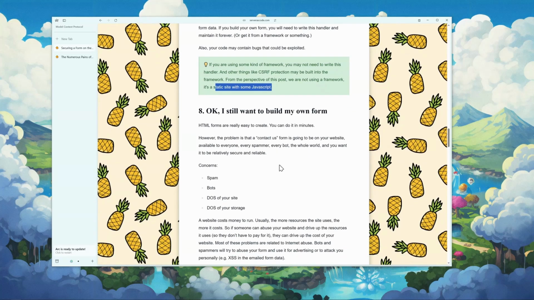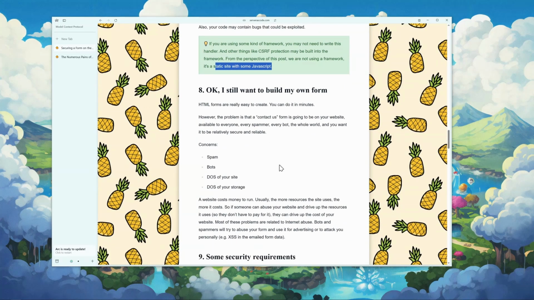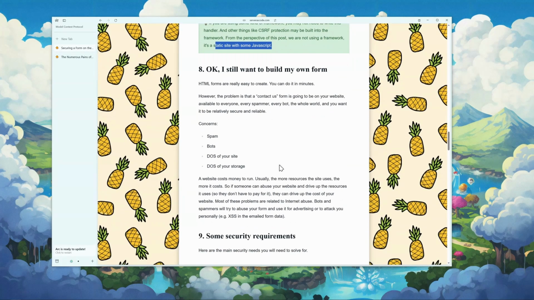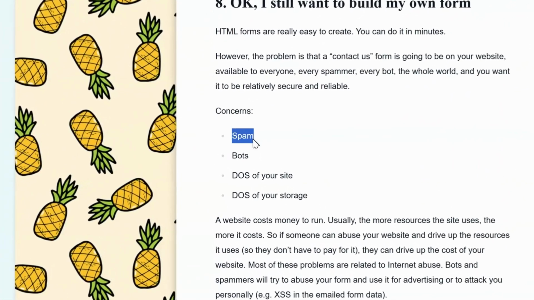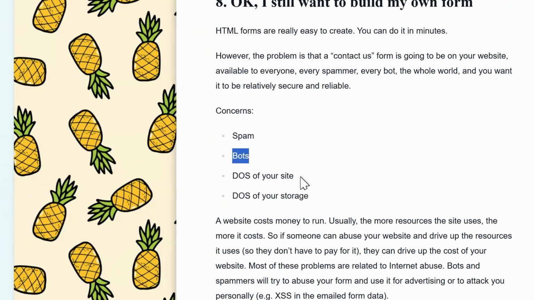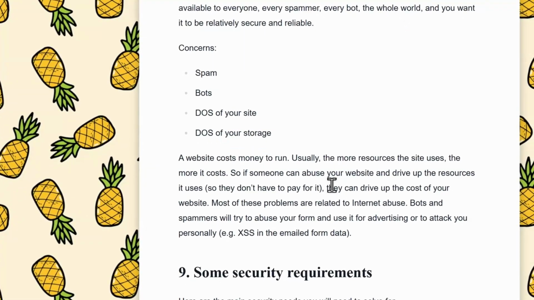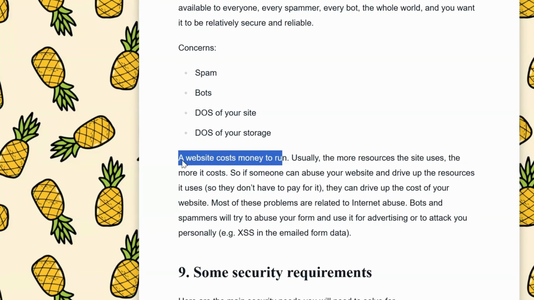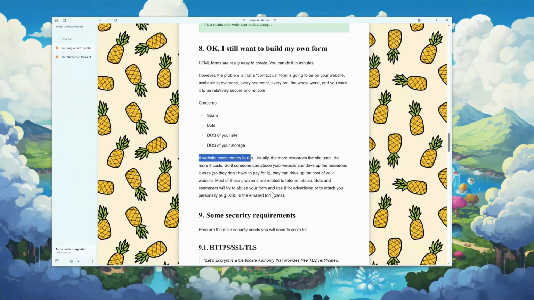Okay, so here we are. Okay, I still want to build my own form, right? Not going to use an abstracted provider. Still just going to build our own form. So what things do you have to worry about? Most of what I think about is spam, bots, denial of service, using up resources on your site, right? Like no matter what, a website costs money to run. So usually the more resources a site uses, the more it costs.